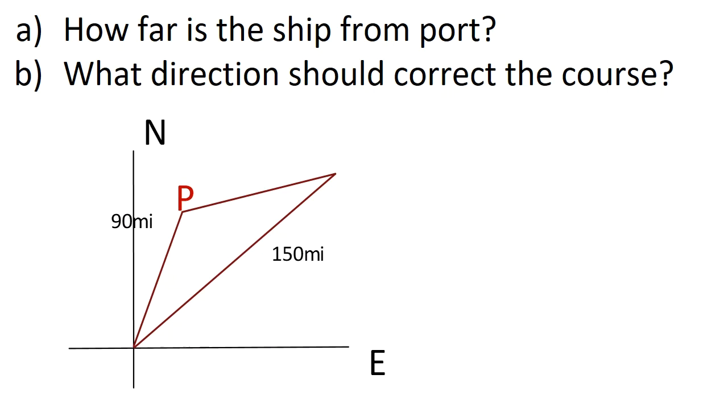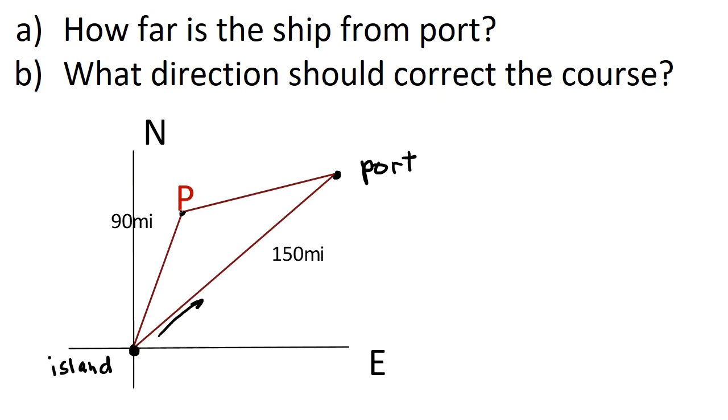The first step in any problem is to understand the problem. So I've got a diagram here. The ship starts here from the island, which I've placed right at the origin, although that's not necessarily true. That's just to show us north and east. And it wants to go here to its port. It heads off in this direction, which is 150 miles away, but it gets knocked off course and ends up at point P here.